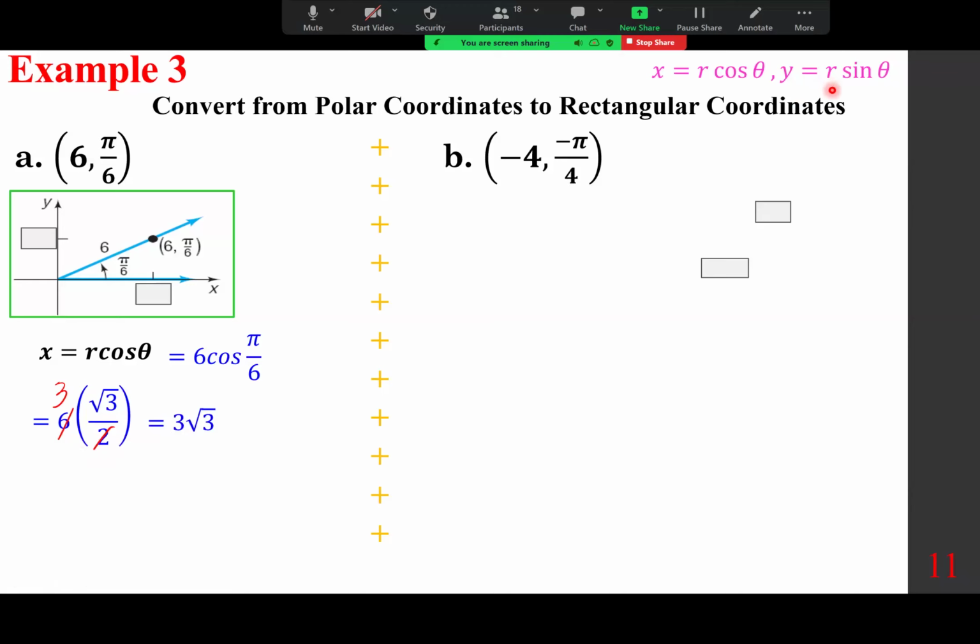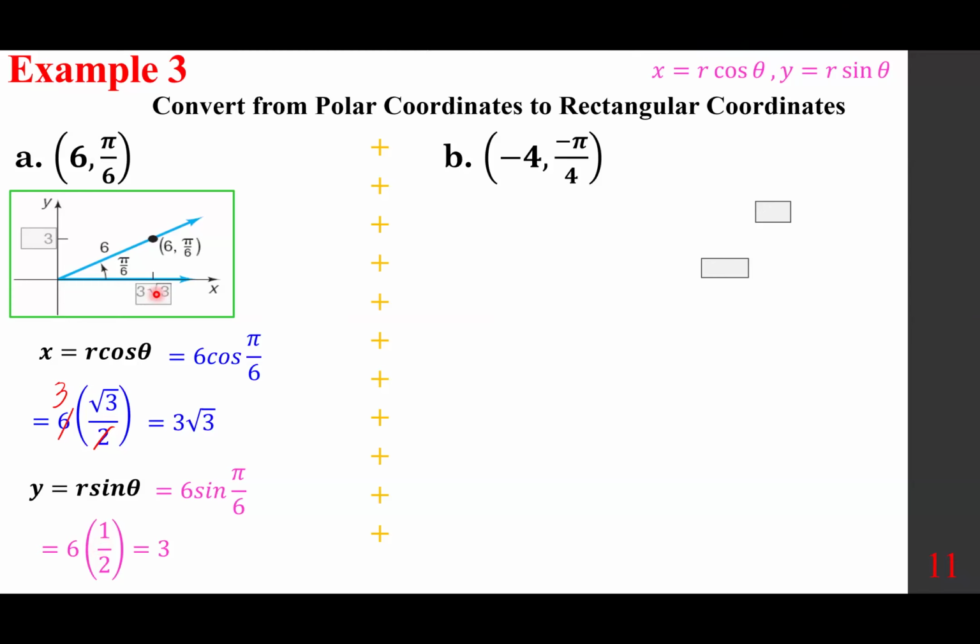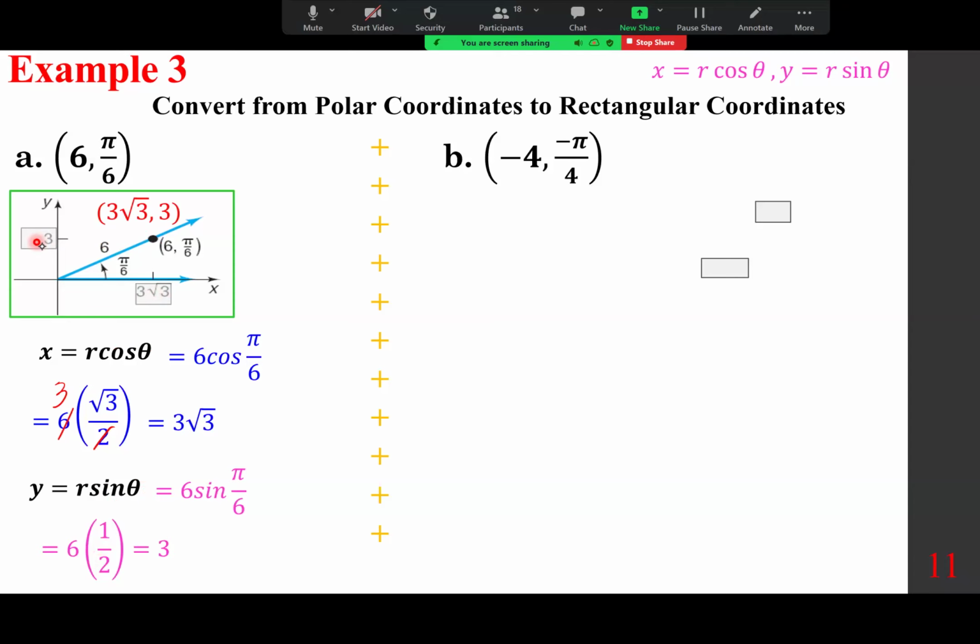The y coordinate is r sine theta. So we use the same thing. 6 sine of pi over 6. Again, common arc. Sine of pi over 6 or 30 degrees is 1/2. The product of 6 and 1/2 we know is 3. That means this is 3 square root of 3. This is 3. And this point has polar coordinates 6 comma pi over 6, rectangular coordinates 3 square root of 3 comma 3. That's the meaning of it. Very straightforward, everybody.